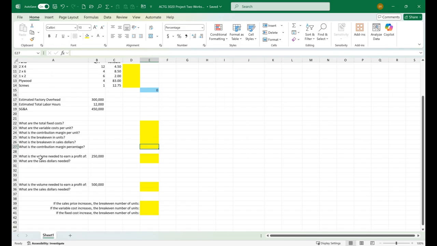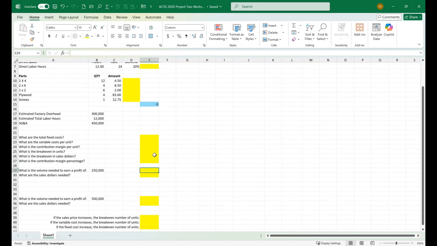And so the second part is what is the volume needed to earn a profit of $250,000? Again, based on your book, you should know that it's the fixed cost plus the $250,000 profit, and that's divided by the contribution margin. And then what is that in dollars? So once you get the quantity, you just multiply that by the sales price. And same thing here with the $500,000. Determine what the number of units will be needed to earn a profit of $500,000.